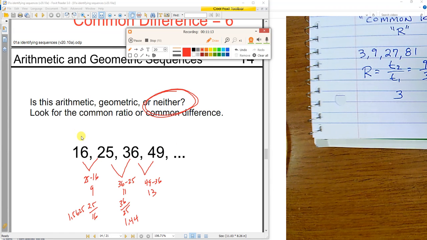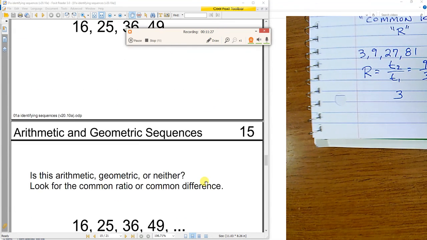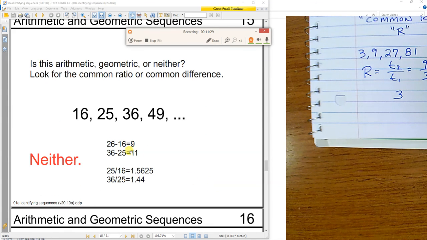It's actually kind of a weird thing. It's actually 4 squared, 5 squared, 6 squared, 7 squared. So the next one would be 8 squared and 9 squared. But it's not arithmetic, it's not geometric, it's a neither. I checked the common differences, I checked the common ratios, and I found out that it's a neither.